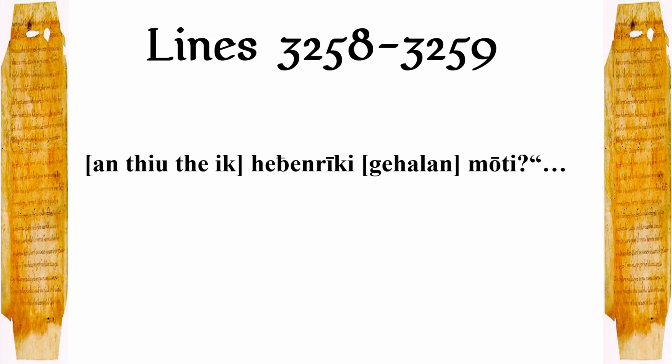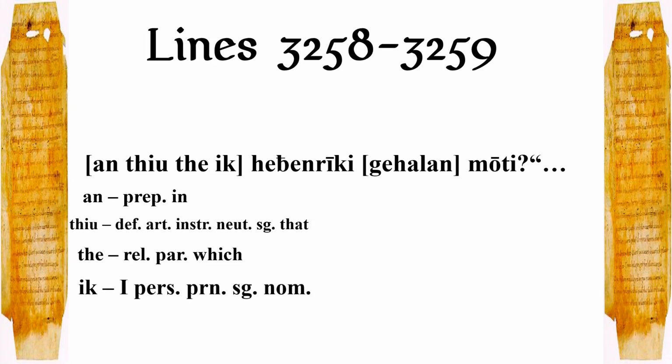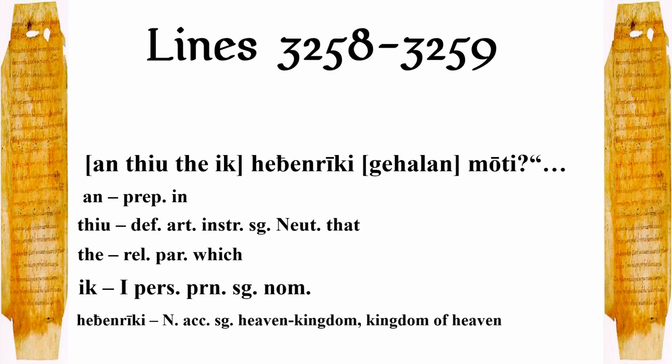So, what does this mean? We'll start off with an. An is a preposition that simply means in. And we've got theo, which is a definite article, instrumental, singular, neuter, and it simply means that. And then we've got the, which is a relative particle, which means which in this context. And then we have ik again, so it's the subject of the sentence. It's nominative, first person singular. And then we have heavenrike, which is neuter. It's accusative singular, so it's the object of the sentence.